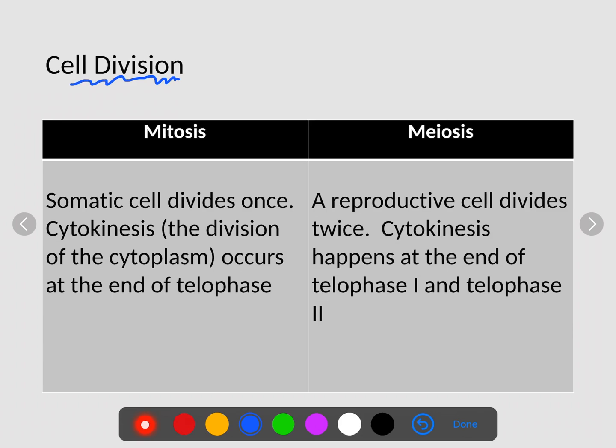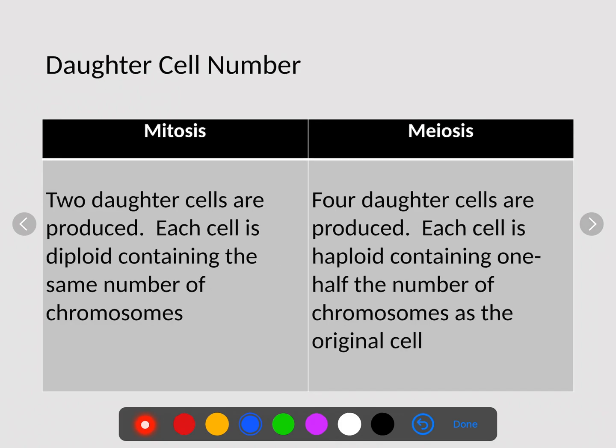So the first one we want to talk about is cell division. So in cell division, mitosis, the somatic cell divides once. Cytokinesis, the division of the cytoplasm, occurs at the end of telophase. Now, during cell division in meiosis, the reproductive cell divides twice, and cytokinesis happens twice. So in other words, there are 2 total steps where our nucleus splits and we divide our cytoplasm in meiosis. So again, 1 cell division in mitosis, 2 cell divisions in meiosis.